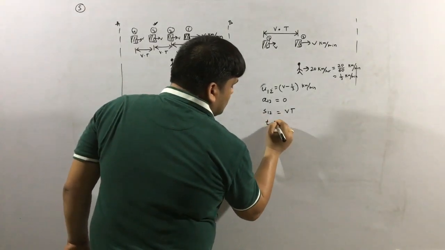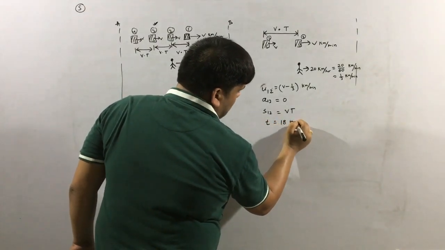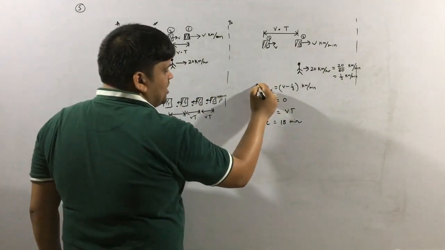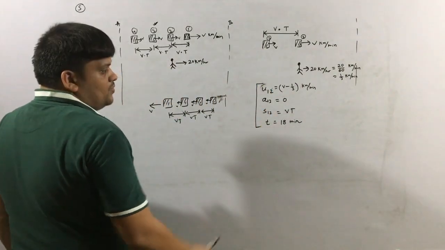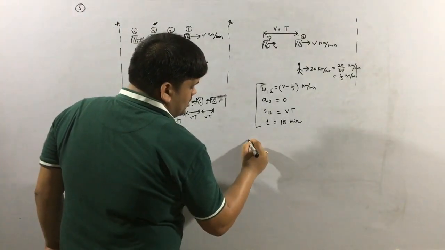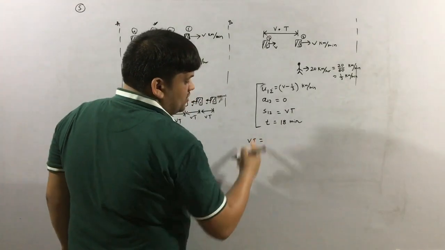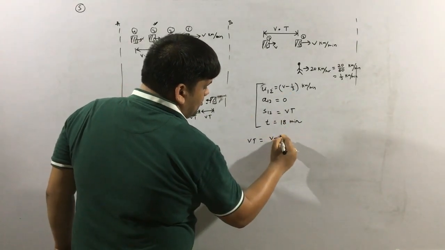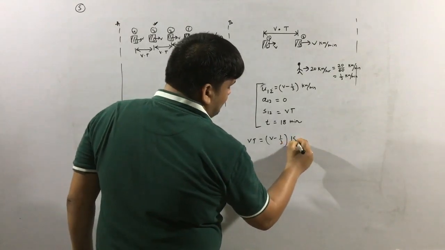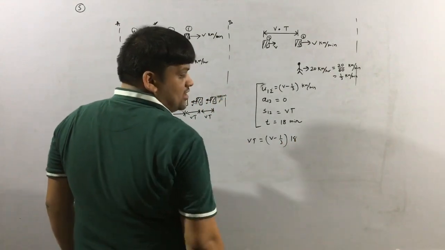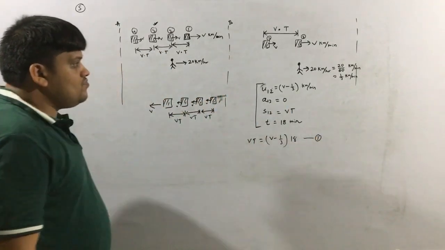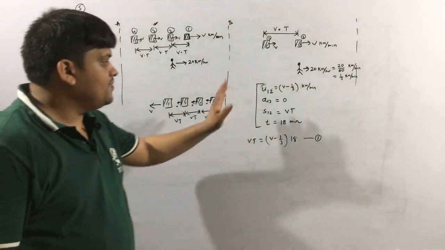Now time is given, how much time is given? 18 minutes, it is given in the question. So just write down a relation between all these three. Obviously u, a, s and t means it will be s equal to ut plus half a t square. So vt will be equal to s equal to u into t, and half a t square I don't have to write because a is 0, so it is equation 1, okay. This is the first part.